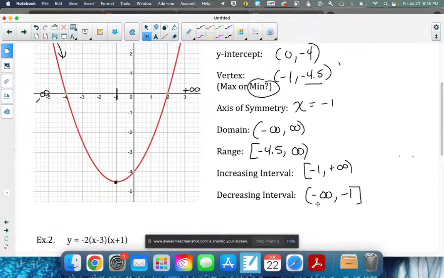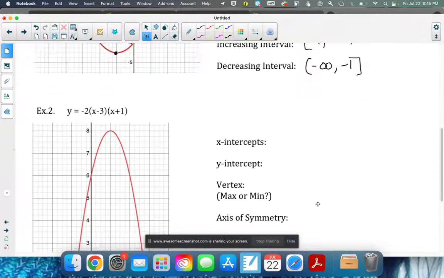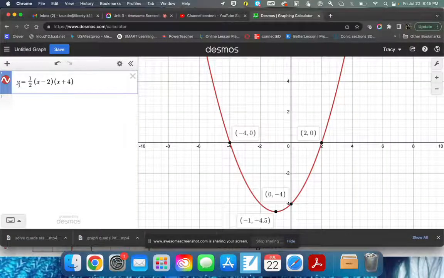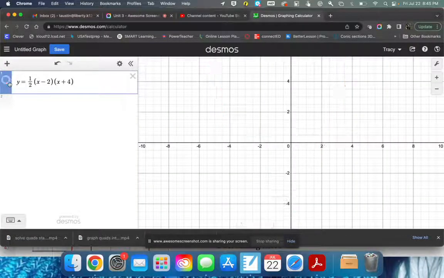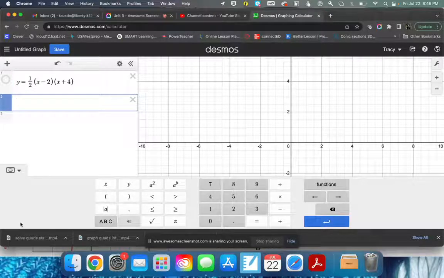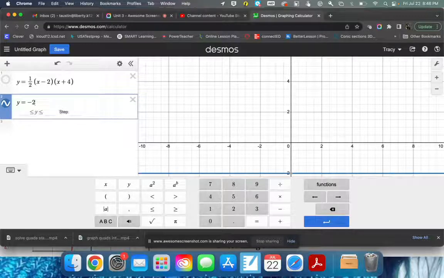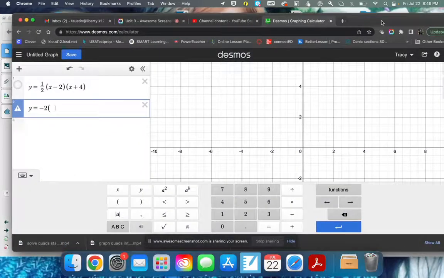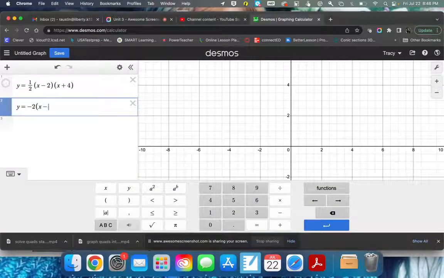All right, so let's try a -1. Okay, and we're going to go ahead and type that in. So -2 times x minus 3 times x plus 1. Okay, and again, remember, you can just blank out the equation so you don't have to see it. And then we're going to type it in. So y equals -2 times x minus 3 and x plus 1.